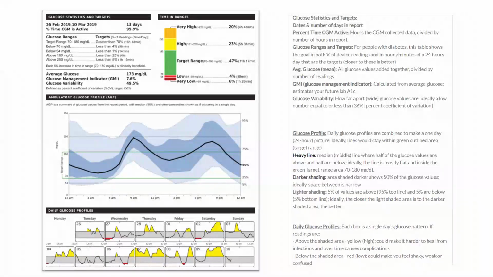Average glucose, very, very simple. What it is, is all the glucose values, all those things where we might have 300 readings a day, added up together and divided by the number of readings. So nothing too strenuous about that calculation.